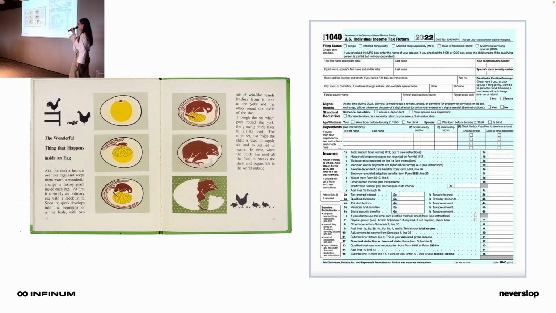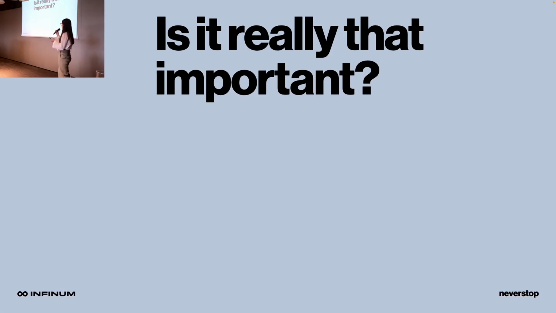Also educational materials, instruction materials, and again, form design, and even information architecture and UX. All of those things can be considered information design. But why is it important? What can bad information design lead to? It all comes down to bad user experience.